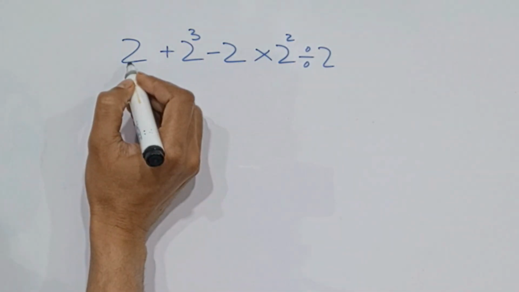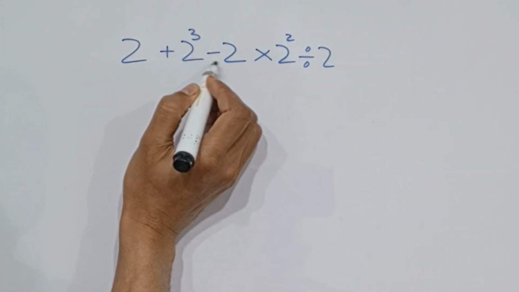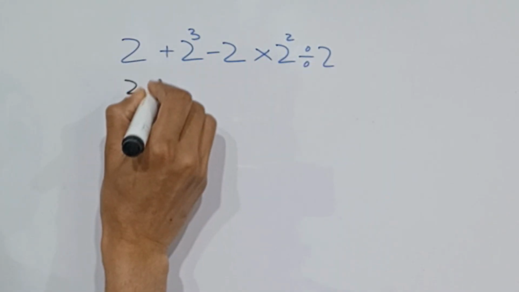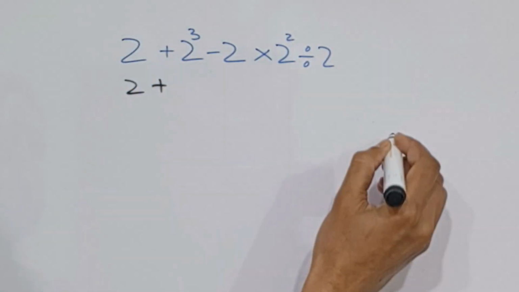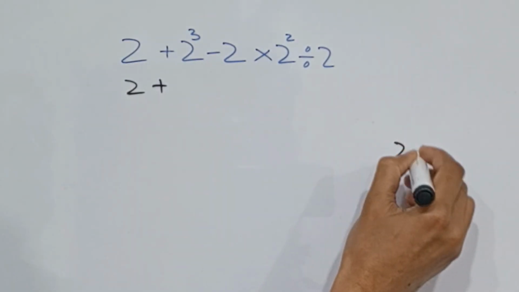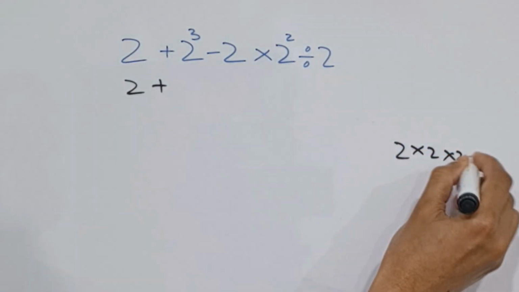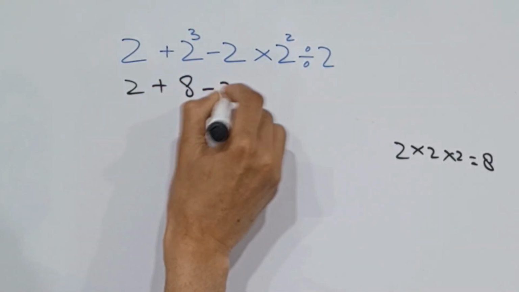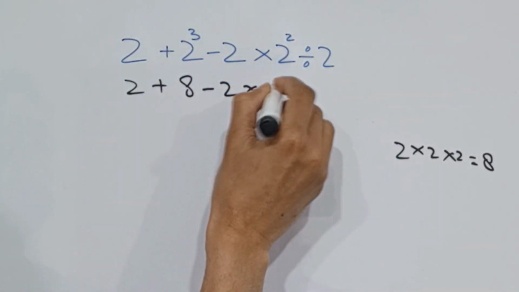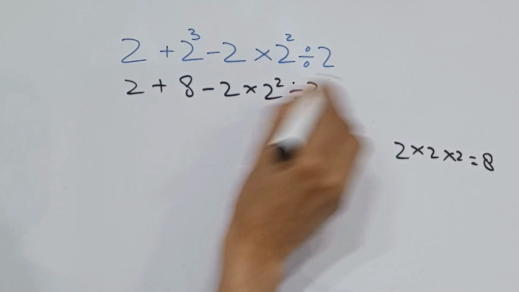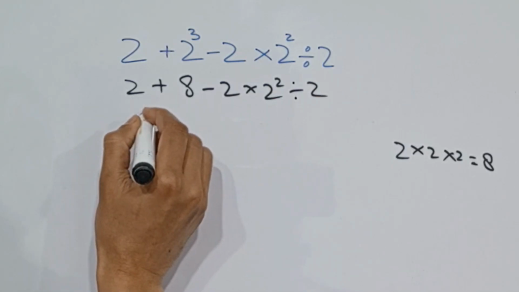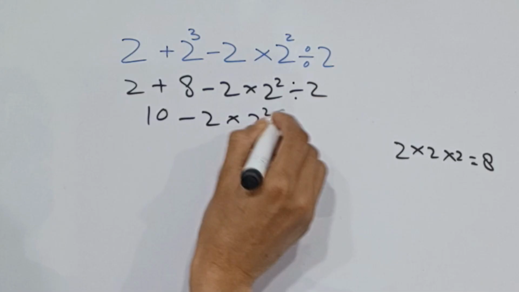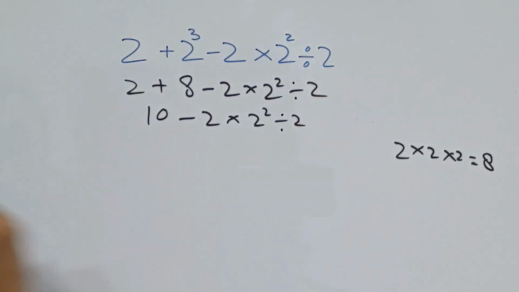Hey guys, can you solve 2 plus 2 cubed minus 2 times 2 squared divided by 2? 2 plus 2 cubed is equal to 8. 2 times 2 times 2 is equal to 8, right? 8 minus 2 times 2 squared divided by 2. Now 2 plus 8 is equal to 10 minus 2 times 2 squared divided by 2.